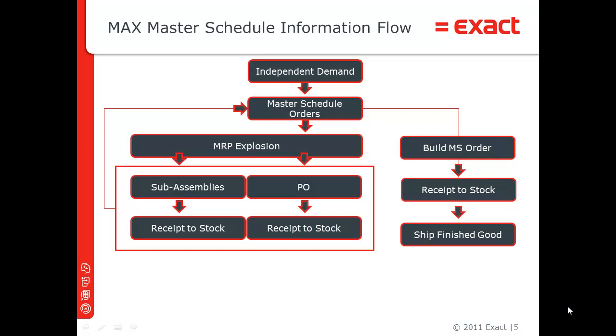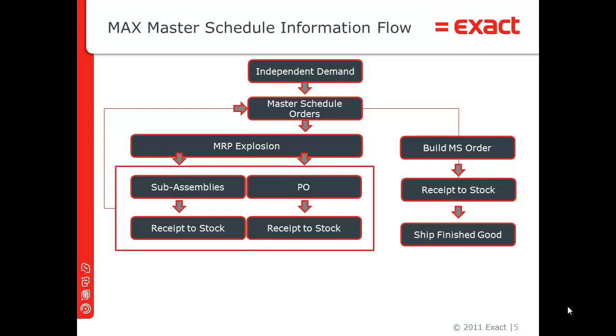Let's look at the information flow. You'll see at the top independent demand. That's in the form of forecast orders and customer orders that are entered through sales order processing. Those are used to evaluate and to create a master schedule depending on the due dates of forecast and customer demand. The master scheduler will create master scheduled orders. These in turn drive the MRP explosion to create requirements and demand for lower level assemblies and purchased products.